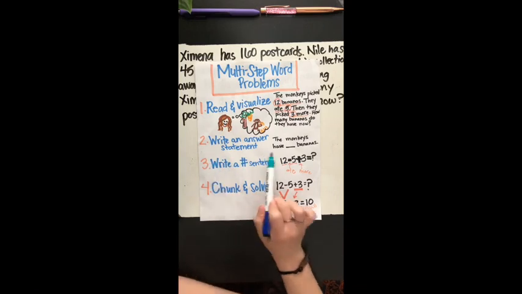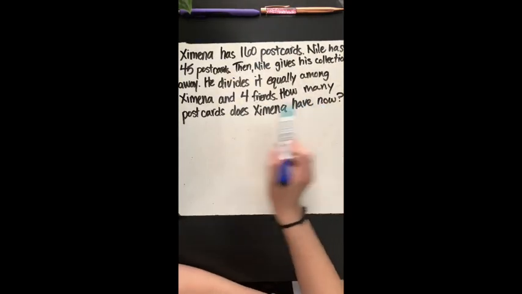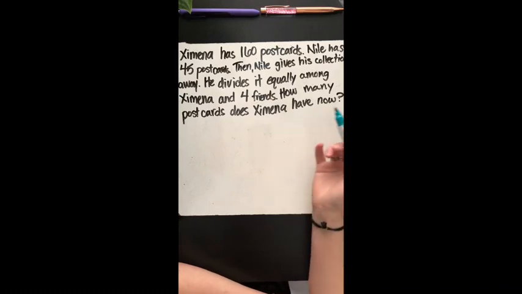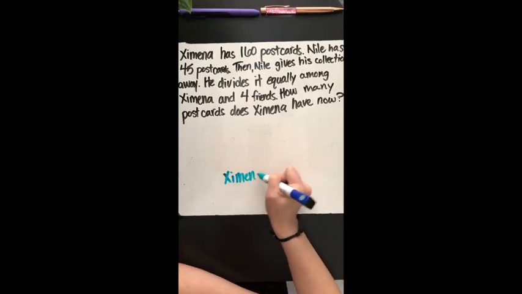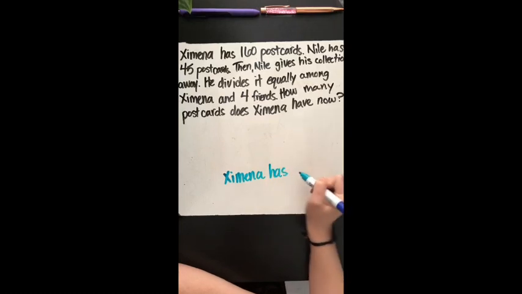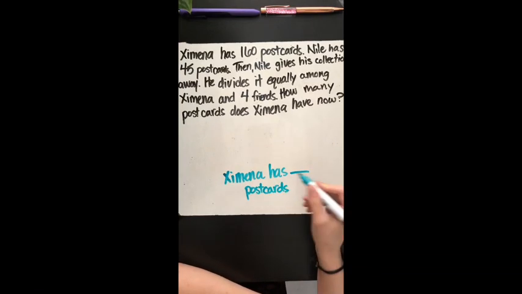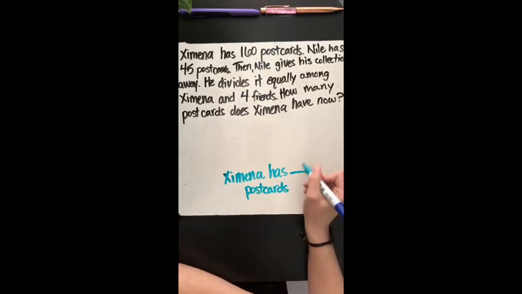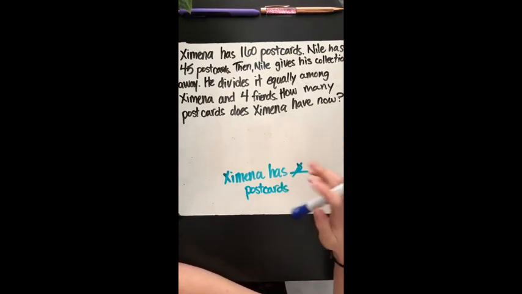So next, write an answer statement. So for this one, how many postcards does Jimena have now? My answer should be, Jimena has blank postcards. Now I don't know how many she has yet. If I wanted, I could write in a variable. Maybe I could write P for postcards. Maybe I could write X for Jimena. Really, it doesn't matter. Or I could just leave it blank.